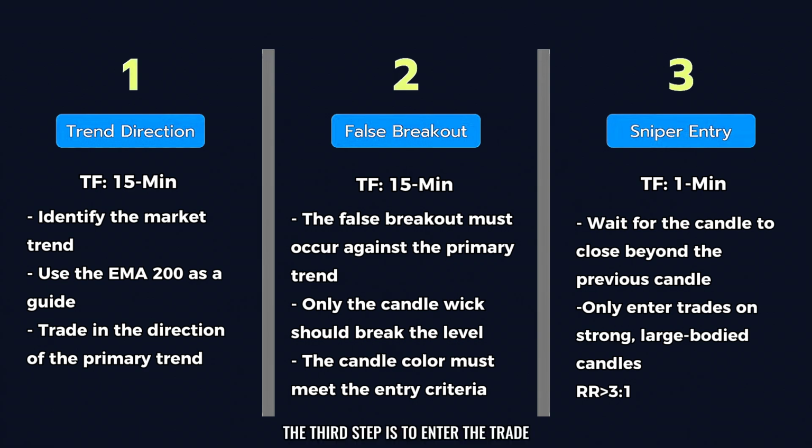The third step is to enter the trade. It's a sniper entry trade. Each trade has a lot of chances to make a lot of profit. We will change the time frame from 15 minutes to 1 minute. The principle: we will wait for the price to close before the candle. After that, we will enter the trade when it is a big candle, whether it is up or down.